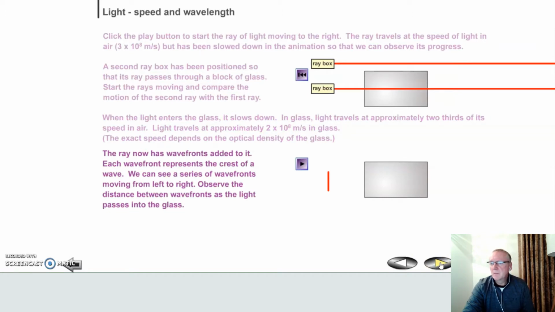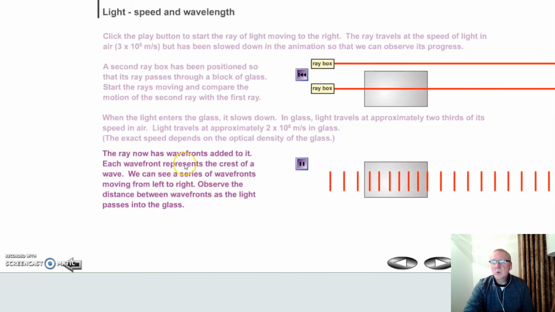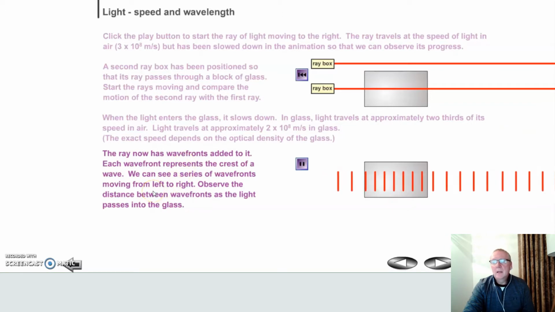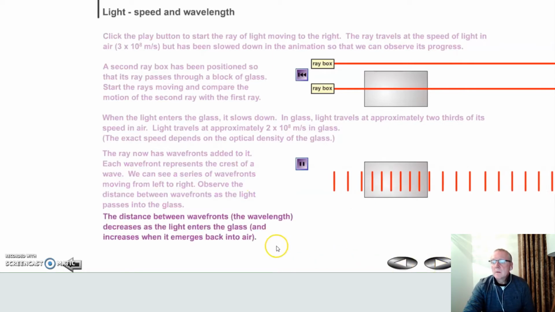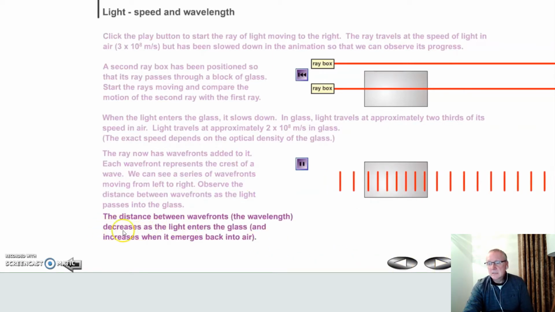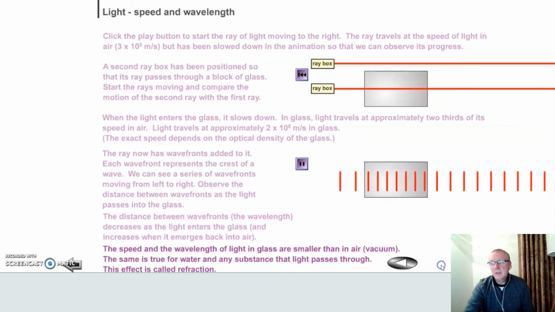Now this next one looks a wee bit confusing. This red vertical line here represents the crest of a wave, and the pattern of these red lines are the wave fronts, and they're going to go from left to right and pass through the glass. Now hopefully you can see that in the glass the wavelength, the distance between the wave fronts, gets shorter, so the wavelength decreases in the glass. And then when it leaves the glass at the other end, the wavelength increases again.